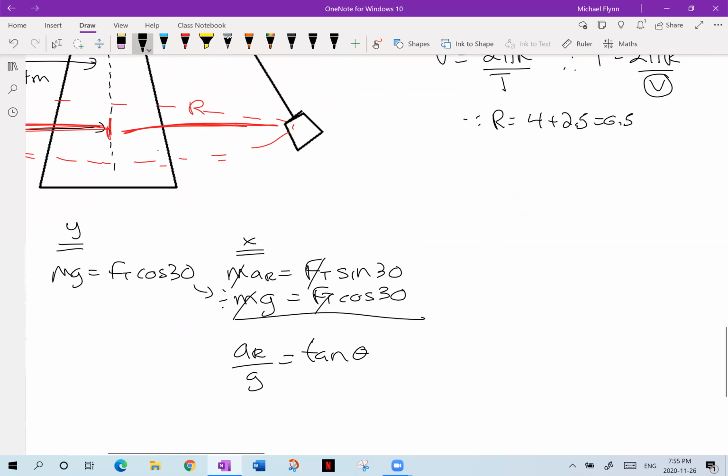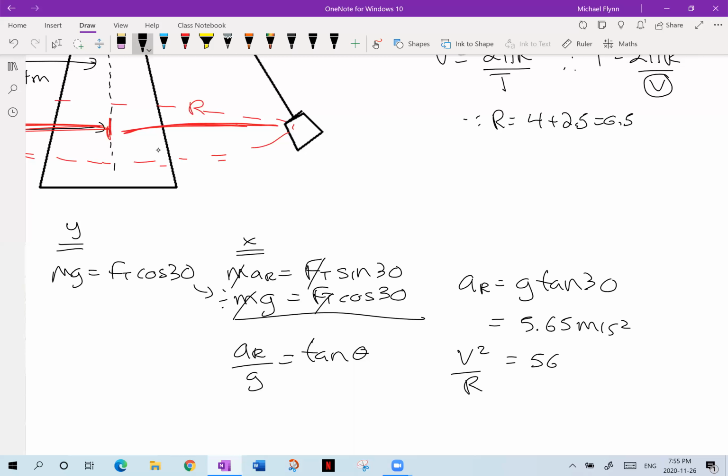Okay, so now what do I do with that? Well, I'm going to find v. So I'm going to solve this for AR. So AR equals g tan 30. So what's AR? Well, calculator comes in, 30 tan times 9.8 equals 5.65 meters per second squared. And this has to equal v squared over R. So v squared over R is 5.65.